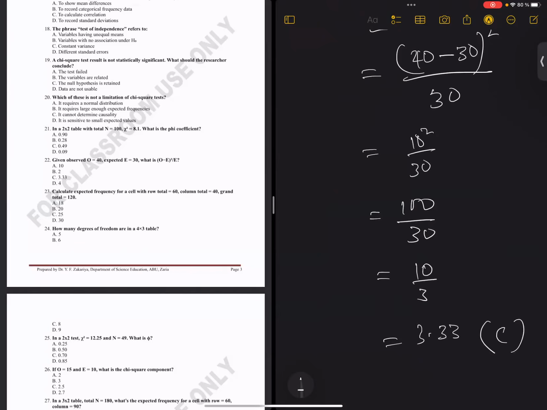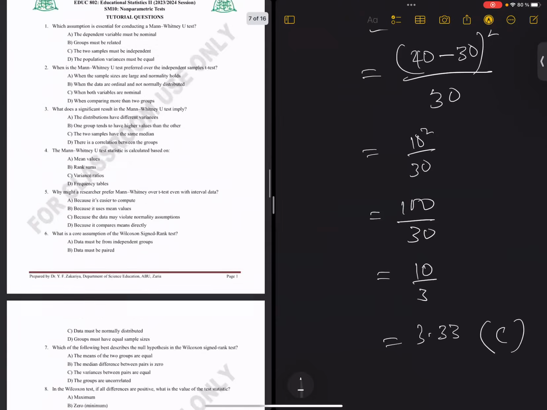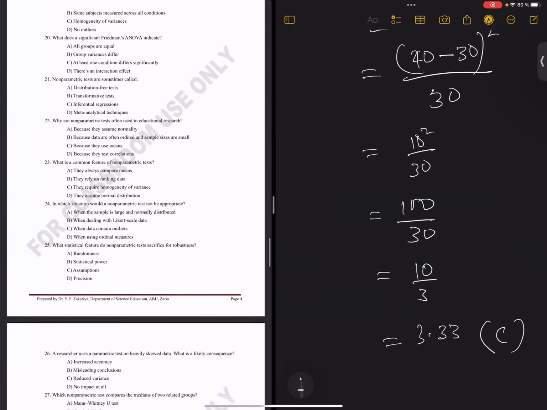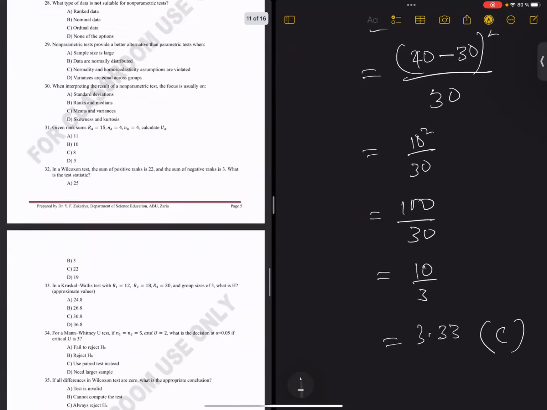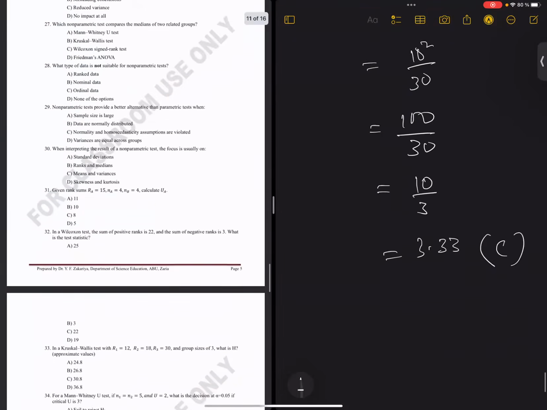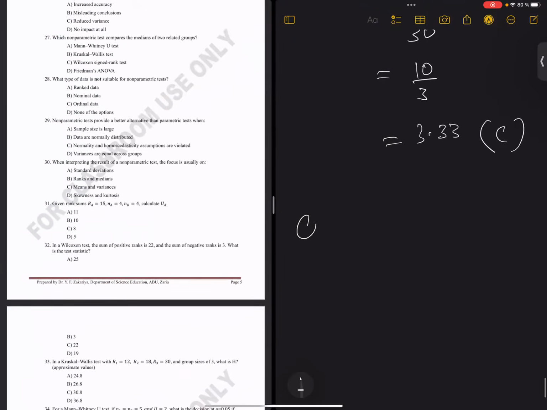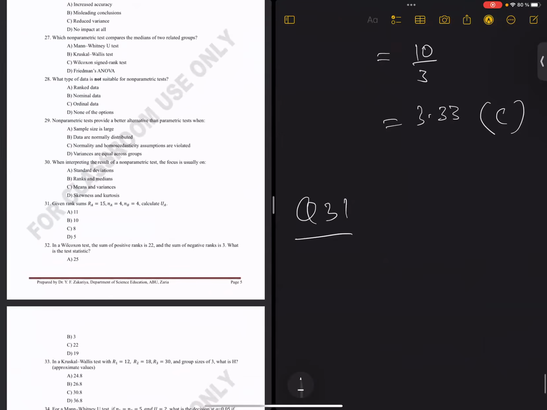Hello, sir. I have one question, please. Please go ahead. SMO 10 question 31. SMO 10 question 31. Yes, sir. Okay. Question 31 says that you are given RA to be 15, NA to be 4, NB to be 4. Calculate UA. UA by the formula is NA times NB, isn't it?